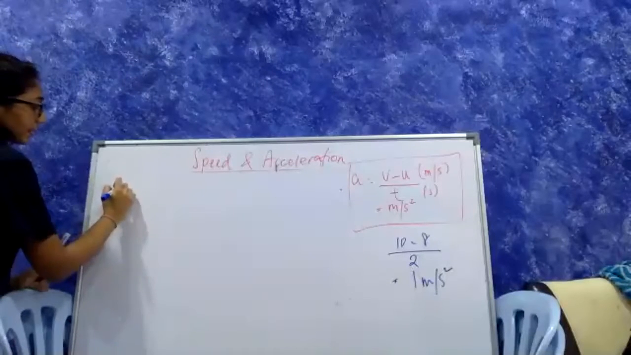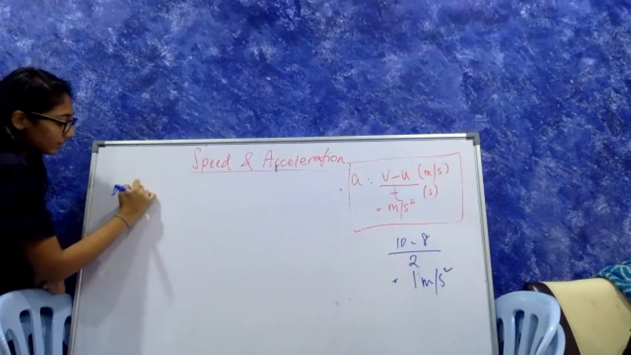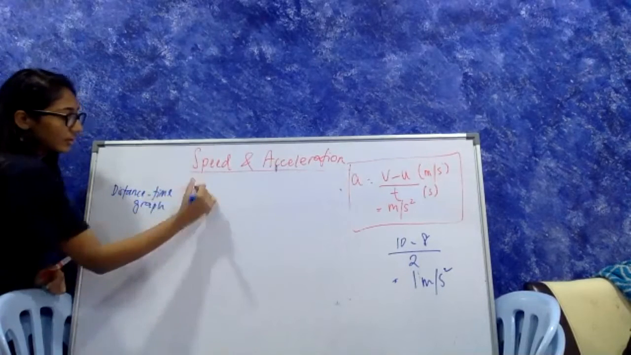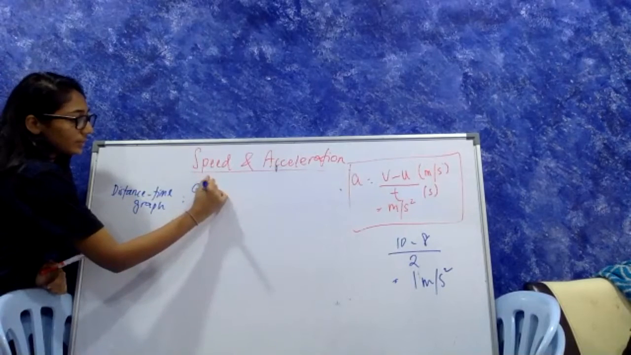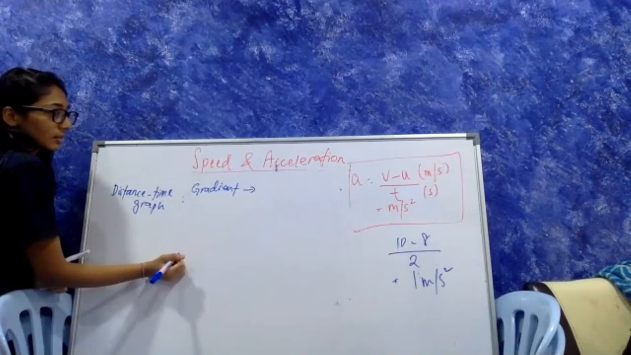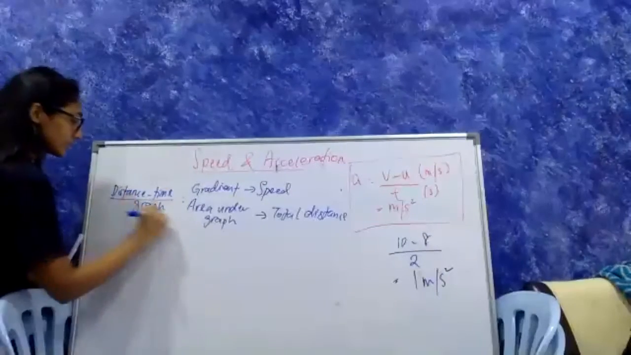Okay, so very quickly, for a distance time graph, my gradient will be what am I looking at? Speed. And the area under the graph is the total distance. Okay, this is for the distance time graph.